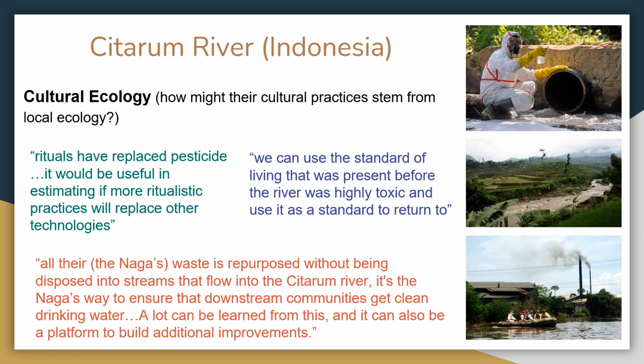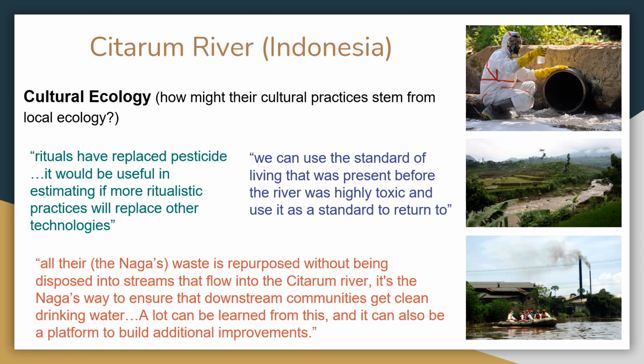Now apply this cultural ecology perspective to our river example. The first student response says that rituals have replaced pesticide. It would be useful in estimating if more ritualistic practices will replace other technologies. This example highlights that traditional cultural rituals are used to combat agricultural pests, clearly linking the ecology of pests with the practice of developing these rituals.